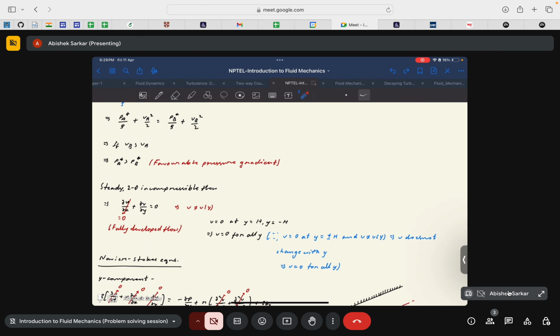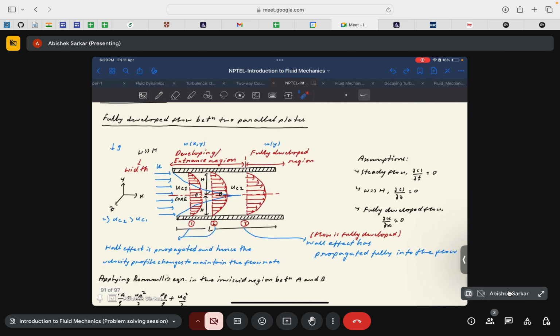Now from the boundary conditions, let me go back to the diagram again. Sorry for going so much to and fro. You are considering the origin to be located at the center line of these two parallel plates. Then from the center line, the two plates are a distance of h, as shown here.